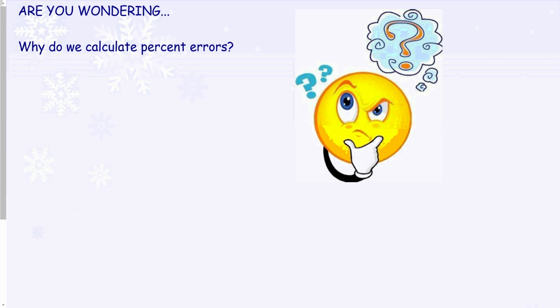For example, if I'm conducting a lab experiment where all of my students are doing the same exact lab in different groups, I can do a percent error calculation and figure out how far they are from each other. So I can compare my best result with other students' results to see how far they are from the accurate or true value. So in lab, this is a very common procedure.